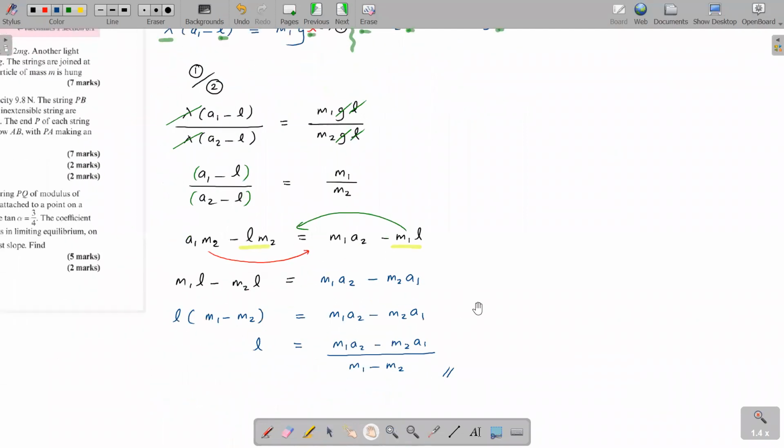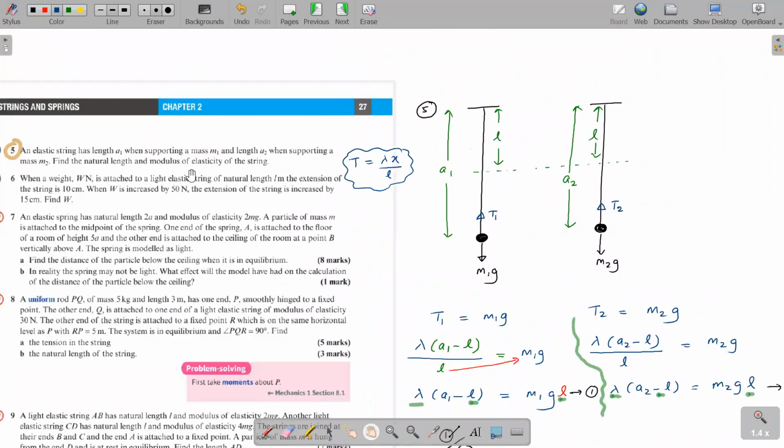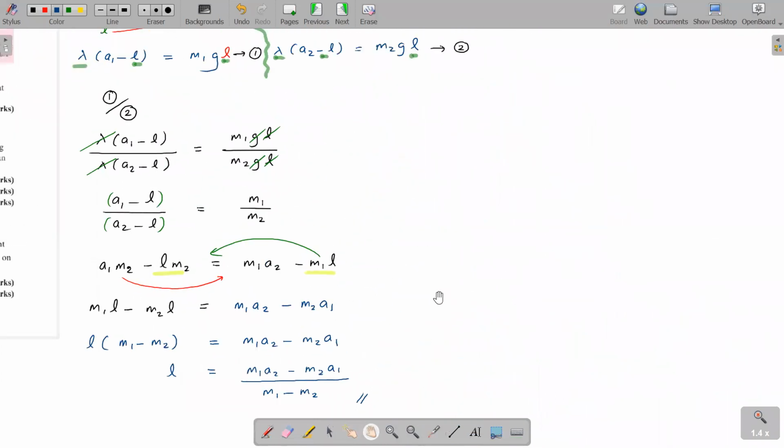So now it's time to substitute the L value. The question asks us to find the natural length and the modulus of elasticity. Remember, the natural length, this letter L, is something that we input. It was not a part of the sum. So next you're trying to find lambda. When you try to find lambda, remember your answer needs to be in terms of A1, A2, M1, M2. It cannot be in terms of L because L is a value that we use. So we came up with the letter L for the natural length. So let's substitute.